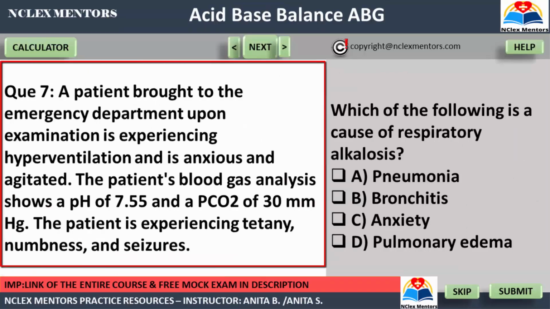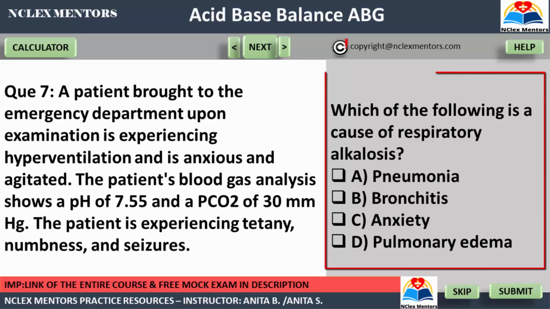A patient brought to the emergency department upon examination is experiencing hyperventilation and is anxious and agitated. The patient's blood gas analysis shows a pH of 7.55 and a partial pressure of carbon dioxide at 30 millimeters of mercury. The patient is experiencing tetany, numbness, and seizures. Which of the following is a cause of respiratory alkalosis?